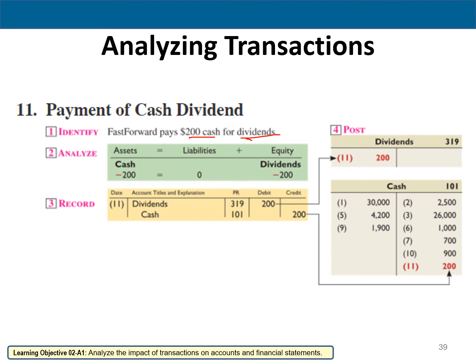And then dividends are what type of an account? Dividends are an equity account. And so dividends, like expenses, have an inverse relationship with equity. So as dividends increase, equity decreases. And so what's being shown here in the accounting equation is the impact on equity, but the dividends themselves are increasing. And in order to increase dividends, we debit. And in order to decrease cash, we credit.